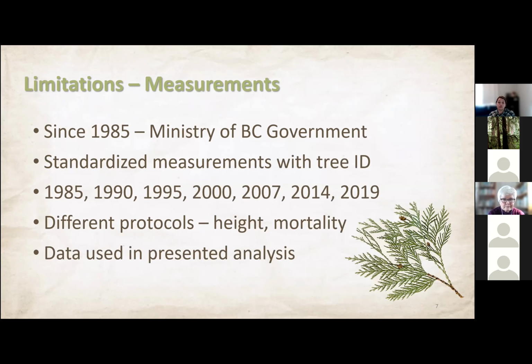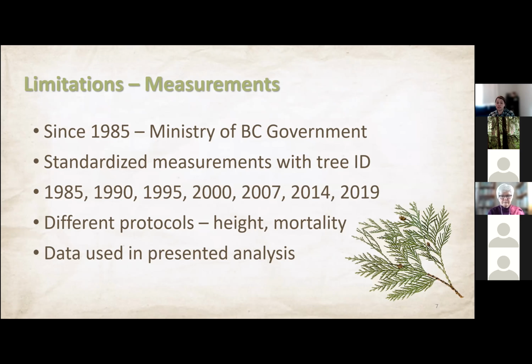So from 1985 onwards, the Forest Ministry from BC has provided funds for plot maintenance and the measurements. They standardized the measurements with tree IDs. So in these last 36 years, we have 7 measurements done so far. And even though they standardized the measurements with the tree IDs, we still find problems.